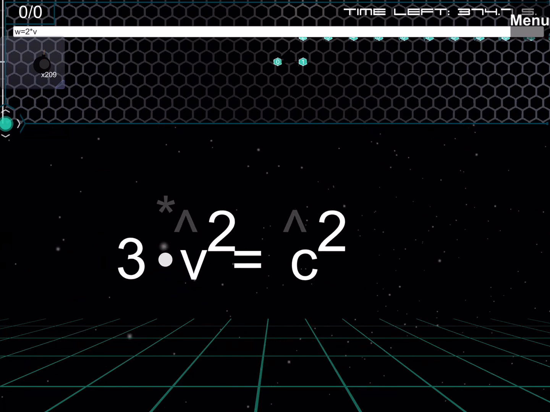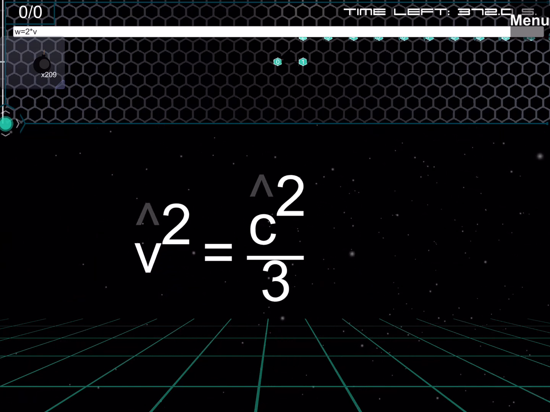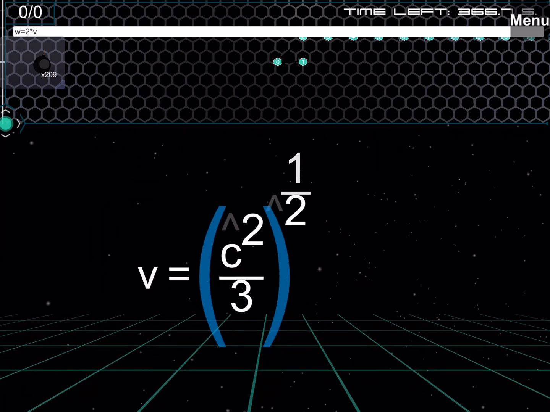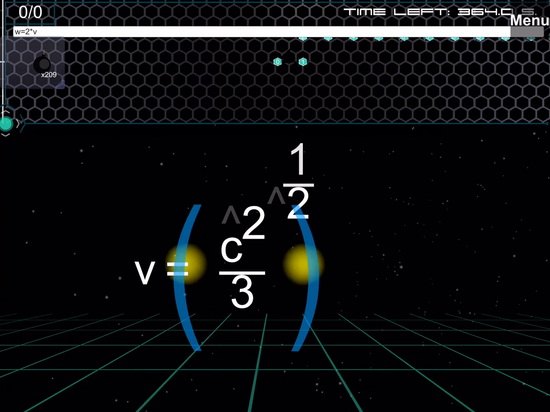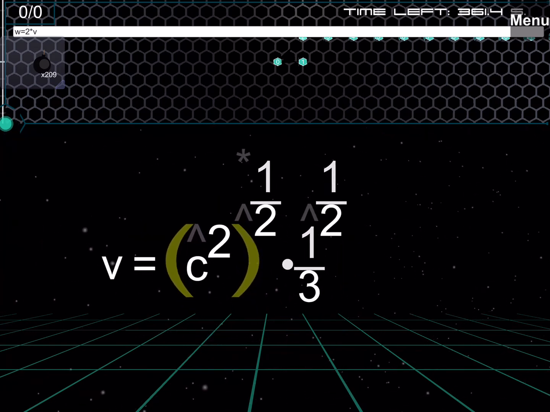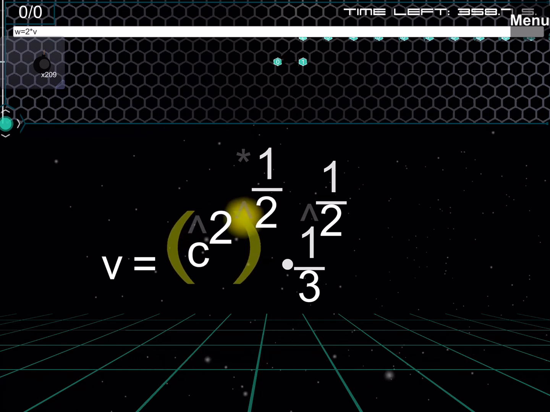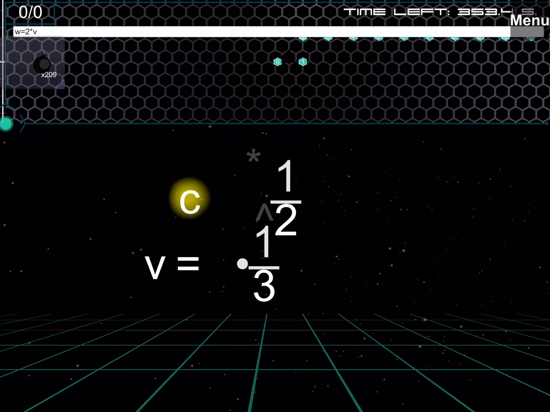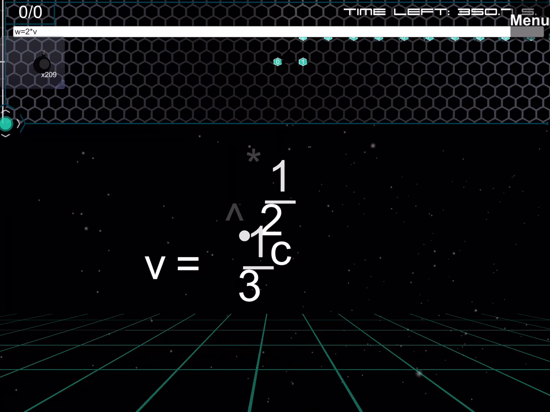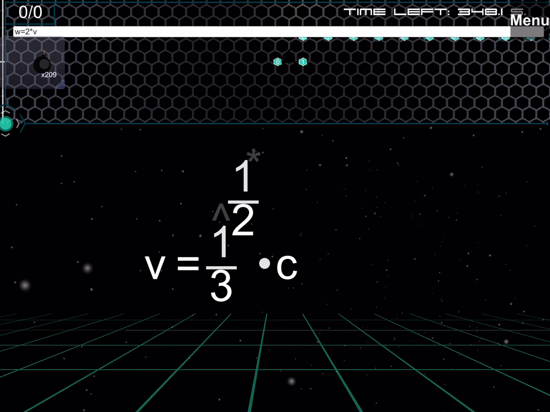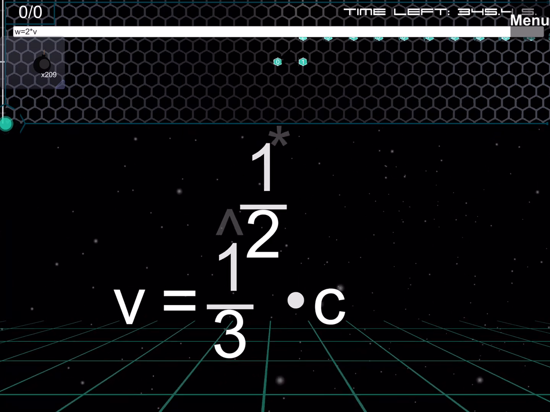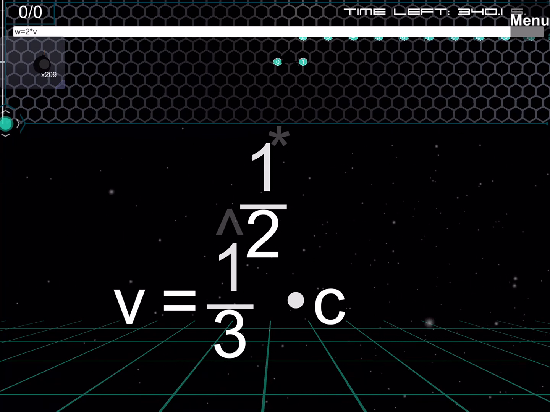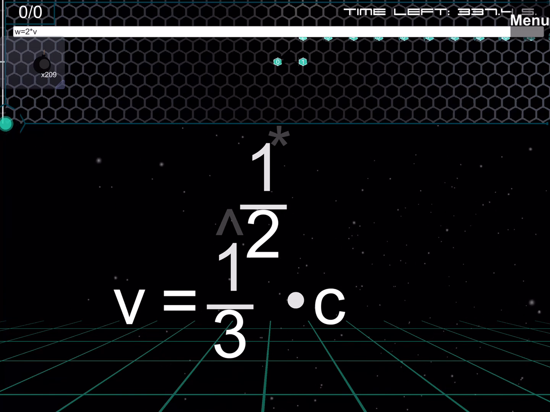1 plus 2 is 3. Move 3 to the denominator. Square goes to the other side. That becomes square root. Okay, I can simplify this a little bit. Here the square and the square root cancel, so that leaves me with only c, and I can move c to the other side. Okay, that's the answer. Square root of 1/3 of the speed of light, without relativistic consideration.